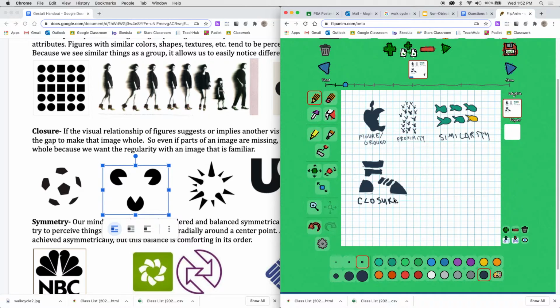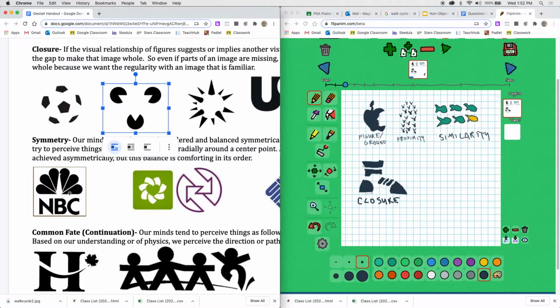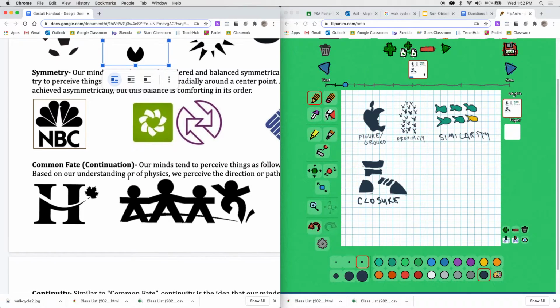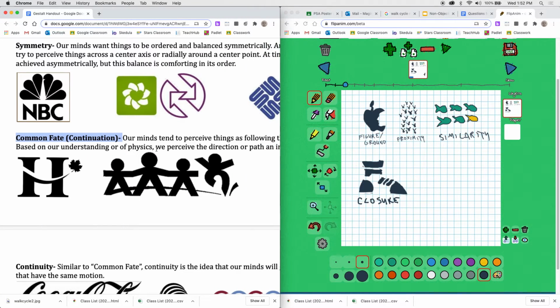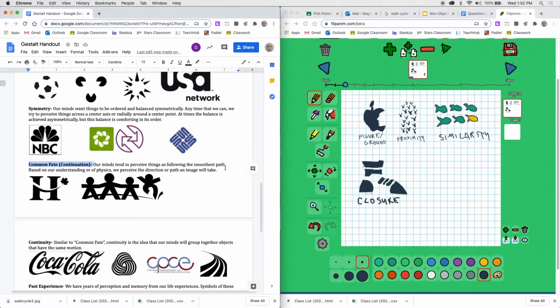Okay? Closure. All right. We're going to skip over symmetry because we talked about that, the balance on both sides like a butterfly. Fairly easy concept to get. So we're going to skip over to this one, common fate or continuation. Our minds tend to perceive things following the smoothest path. Based on our understanding of physics, we perceive the direction of a path an image will take.